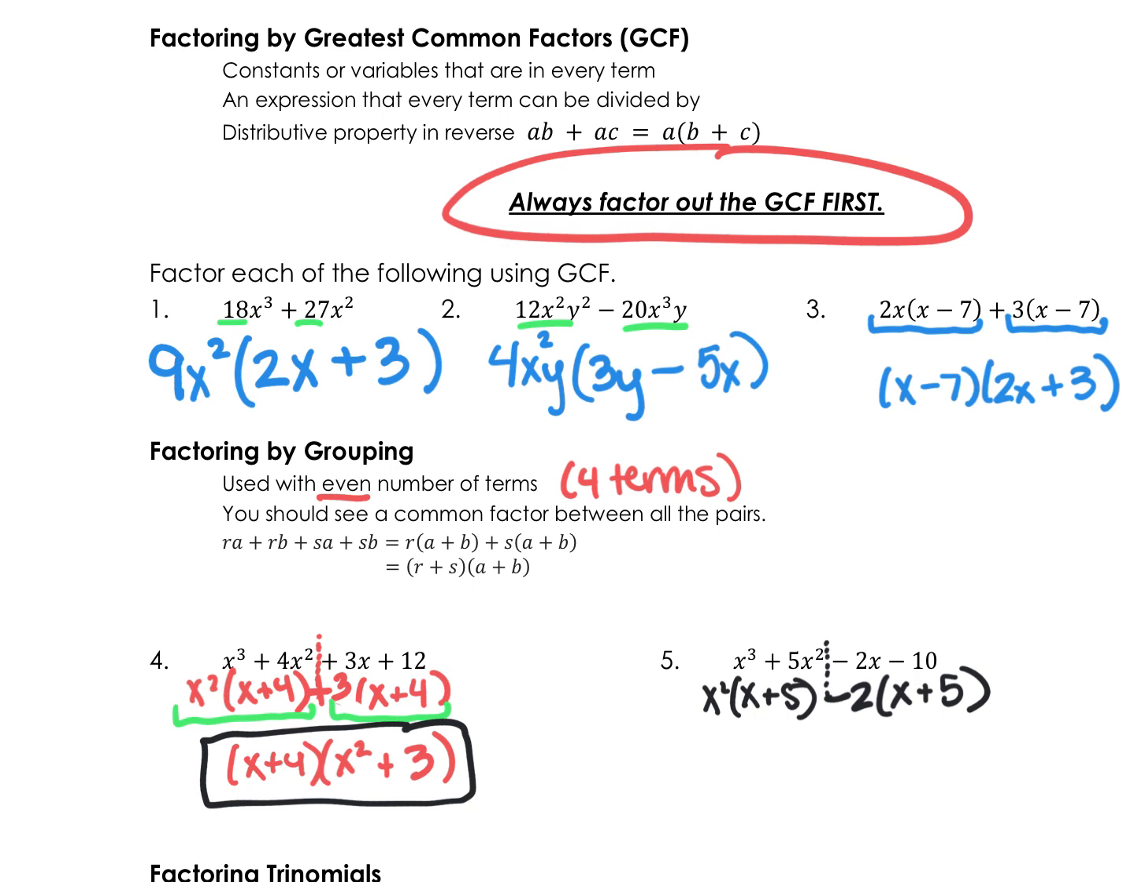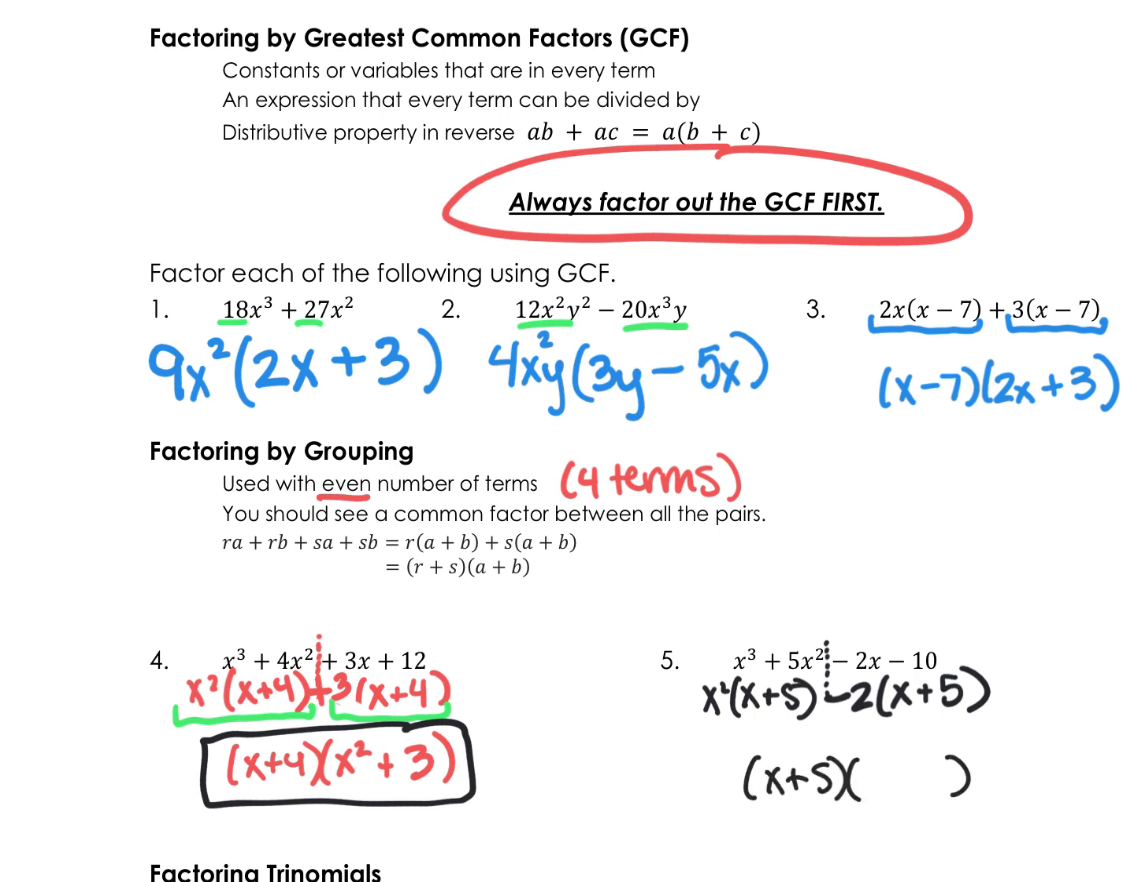Does that make sense, what we did? So if there's a negative in front of this number right here, make sure to pull it out with your greatest common factor. All right, so now what do these 2 terms have in common? X plus 5, so we're going to pull that out. That's going to be one of our factors.